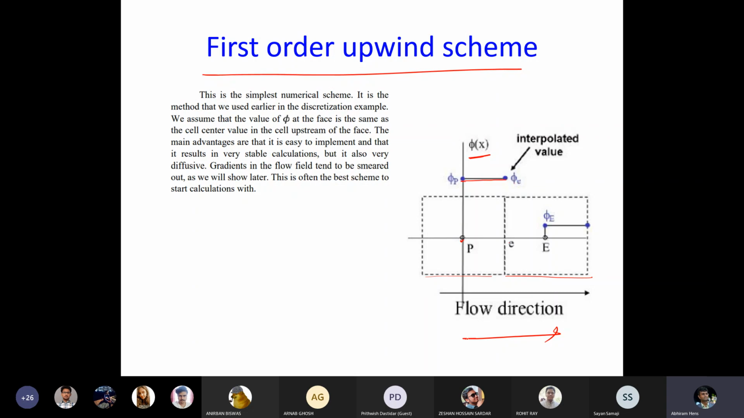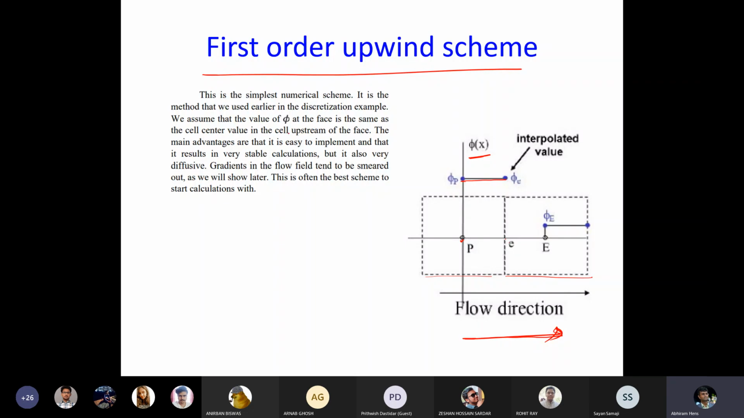So in the upwind direction of the fluid velocity, you just transport it considering the same value. Consider whatever phi p value is at the center, the same value exists at the face. So this is called the first order upwind scheme. This is the simplest numeric scheme. It is the method that we discussed earlier.